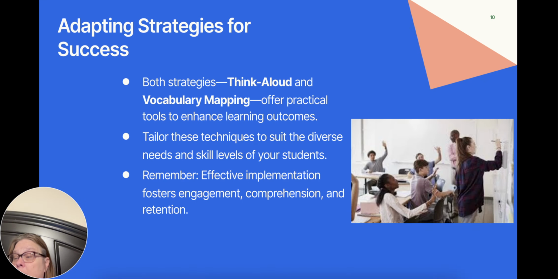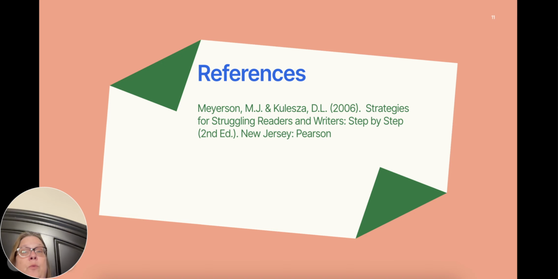So to conclude, these strategies, both the Think Aloud and vocabulary mapping, offer practical and impactful ways to support student learning. As you implement them, remember to adapt them and tailor them to suit diverse student needs and skill levels. Remember that effective implementation is going to foster the engagement and comprehension of the students. And then we have our references.